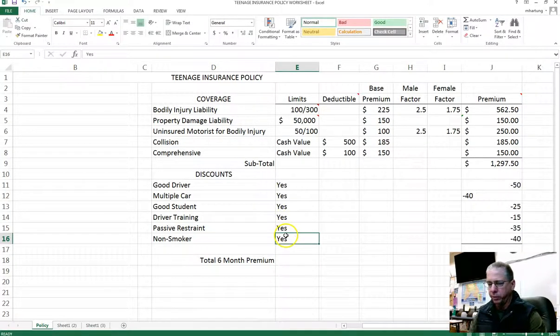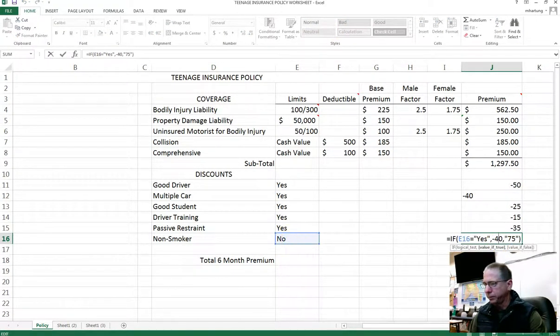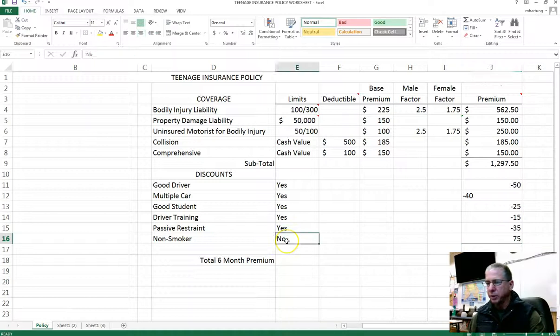Let's see what I put in there if I put the word no. Oh, got to pay $75 more. Let's take a look at that one. That one's a little bit different. Yeah, we're going to really punish you if you smoke. So it's not just, you're not going to get a discount. You're just going to pay more. Whether or not they do that or not, I don't know. But we're going to do it just so we can put something different in our if statement. So here's how we did that one. E16 is equal to yes. Take a $40 discount. Otherwise, pay $75 more. So that's what we're going to do on that one. But we're going to say yes. But it's fun to test that anyway. There you go.